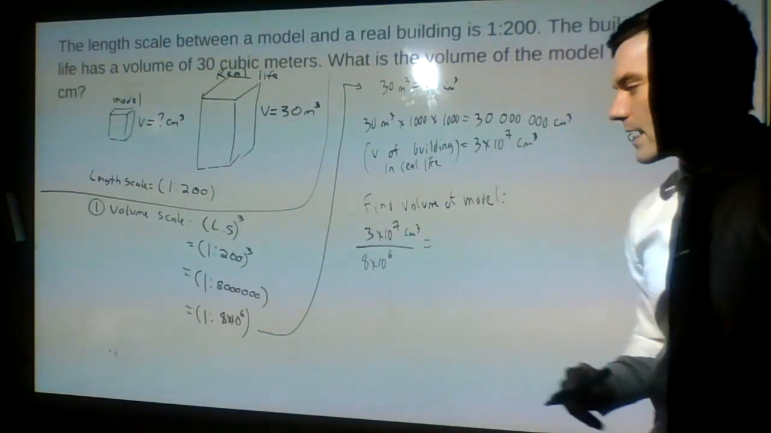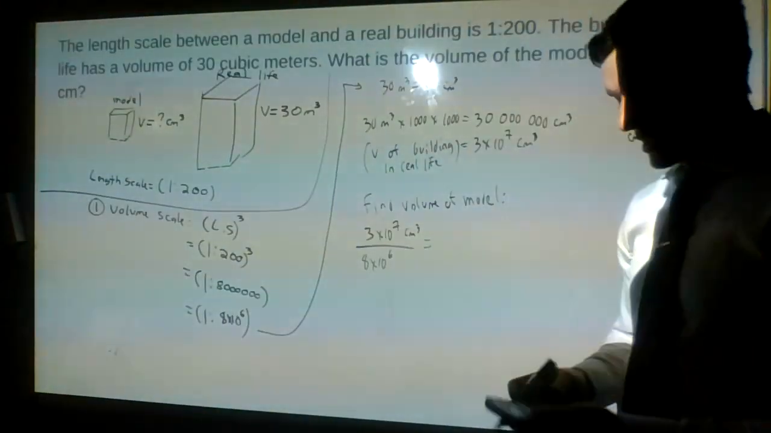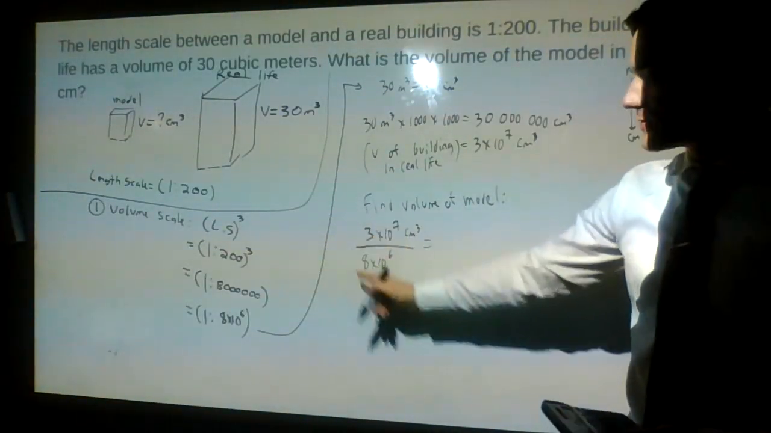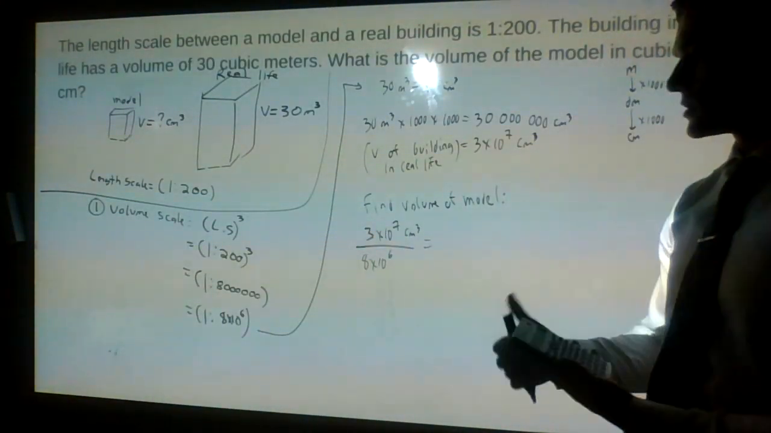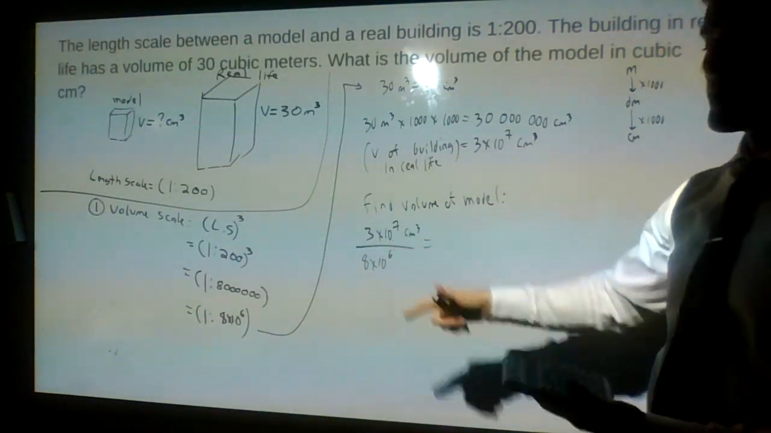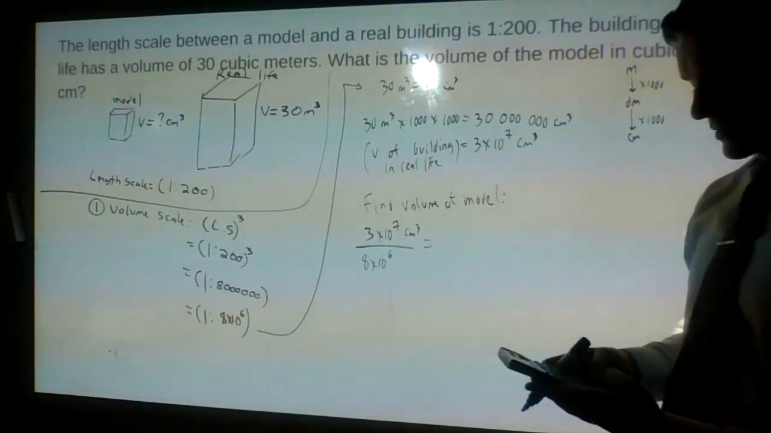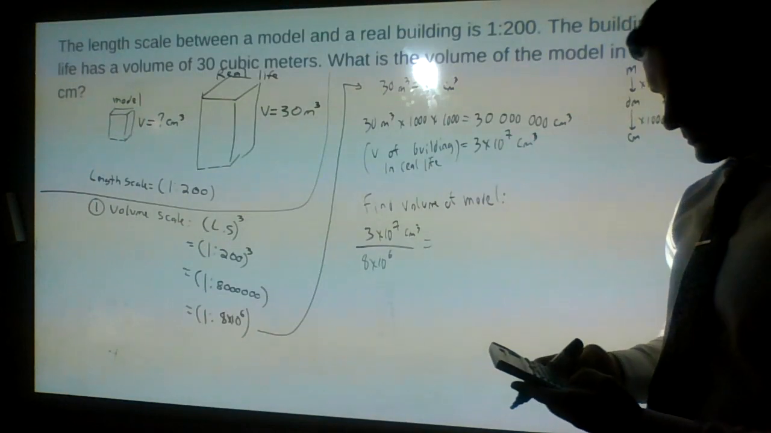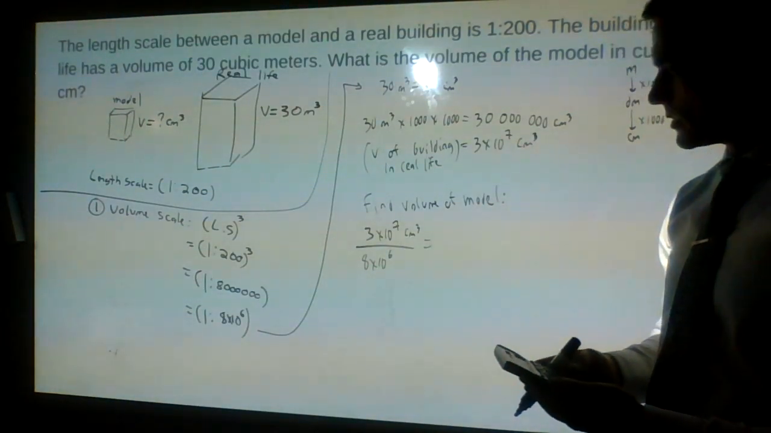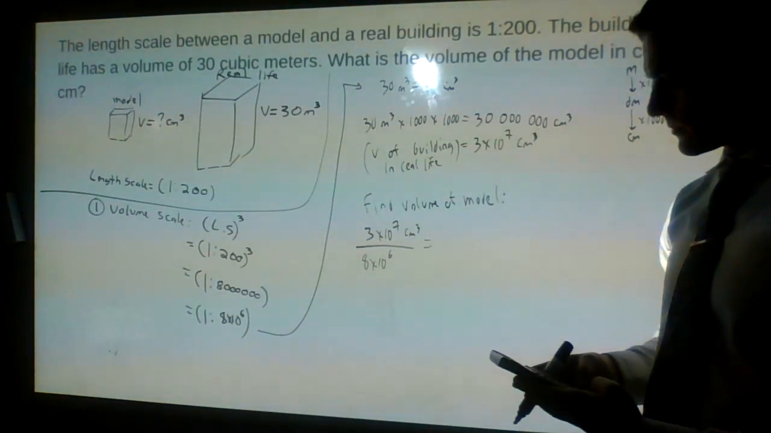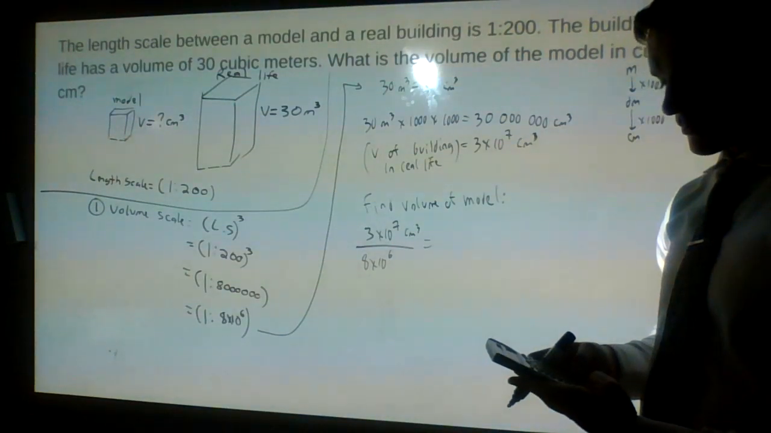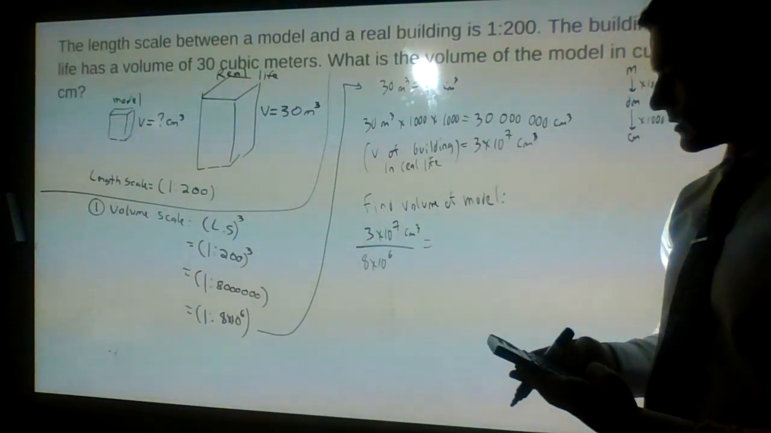Now I know you guys are really, really smart. You can do this without a calculator, but I'm going to cheat a bit with a calculator. You don't have to use scientific notation. You can use the whole number. Just do 30 million divided by 8 million and get your answer.